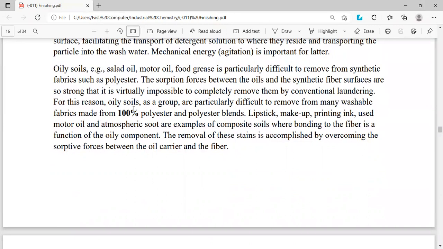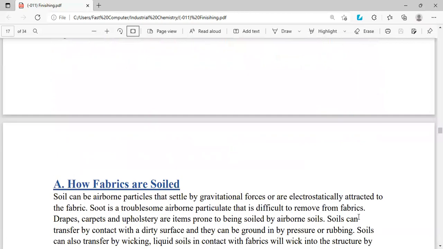For this reason, oily soils as a group are particularly difficult to remove from many washable fabrics made from 100% polyester and polyester blends. Lipstick, makeup, printing ink, used motor oil, and atmospheric soot are examples of composite soils where bonding to the fiber is a function of the oily component. The removal of these stains is accomplished by overcoming the sorptive forces.